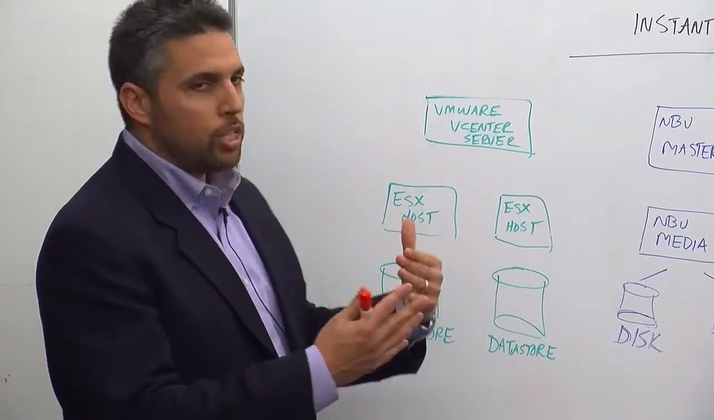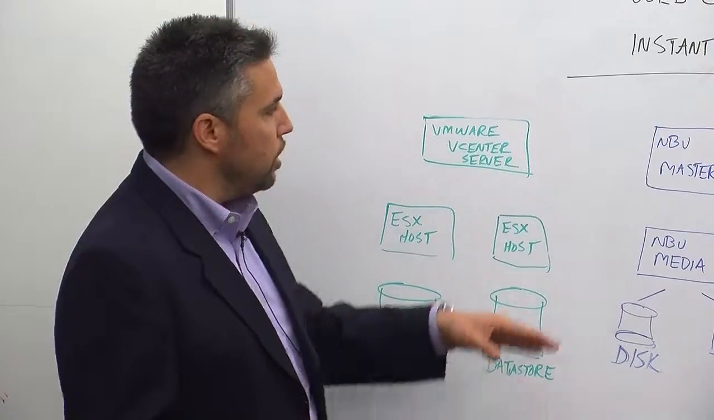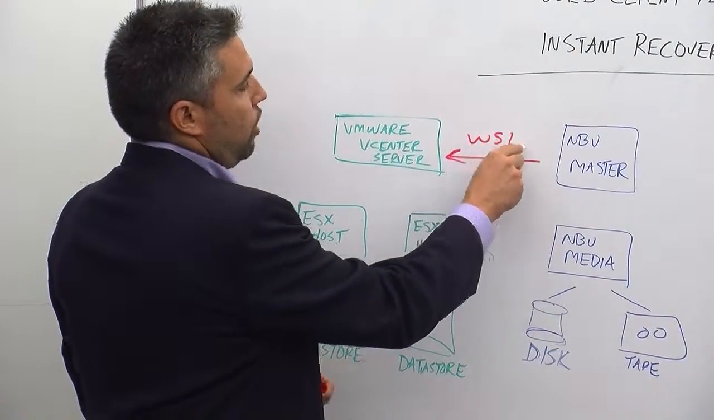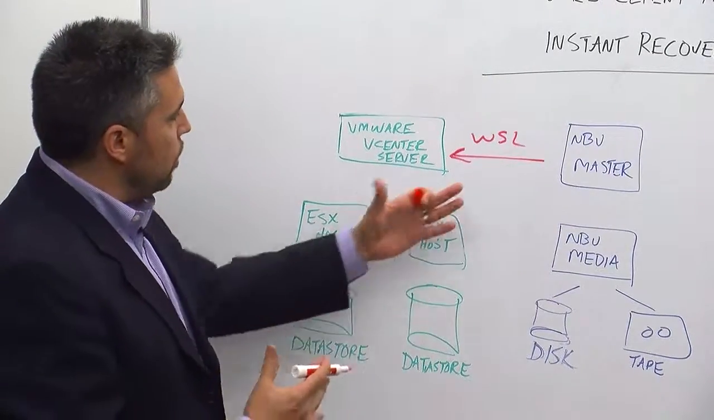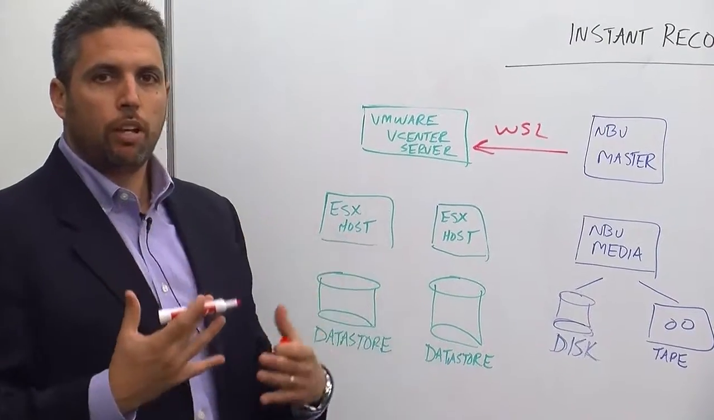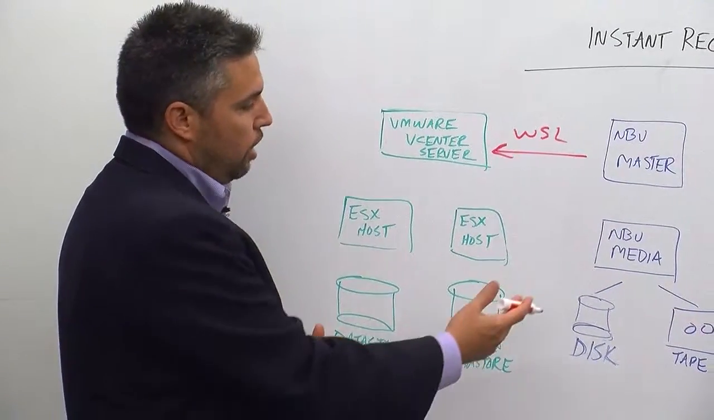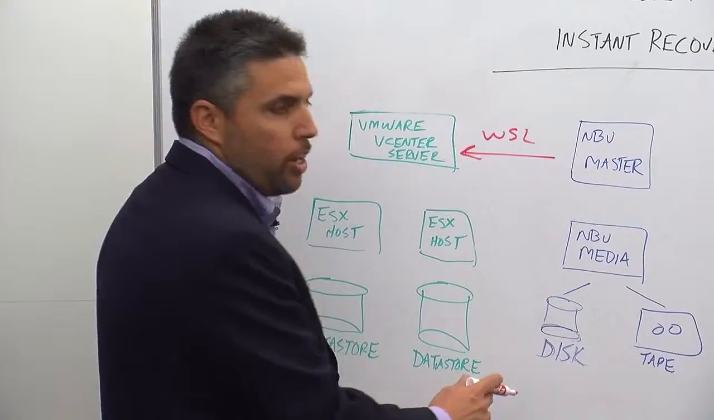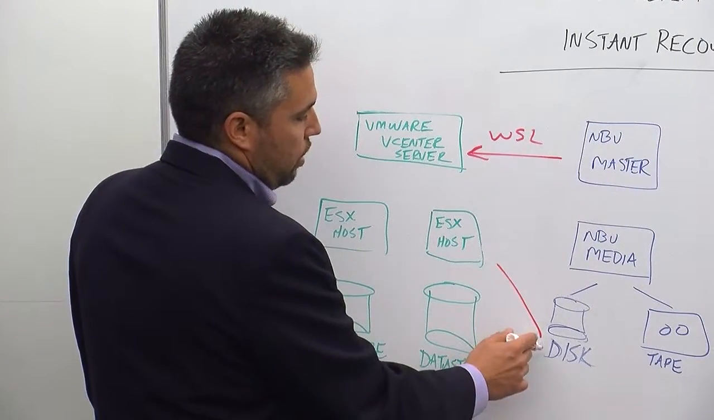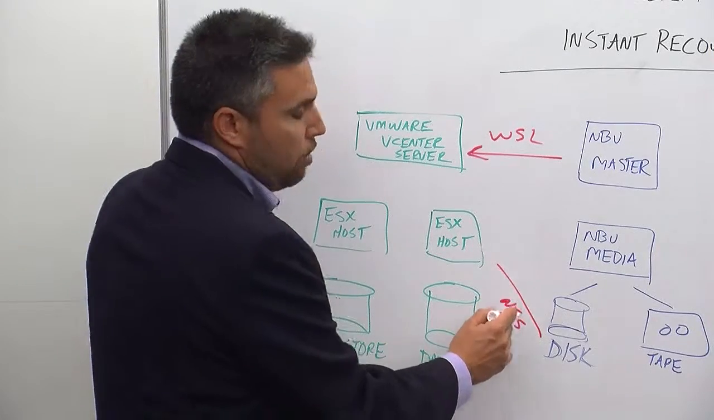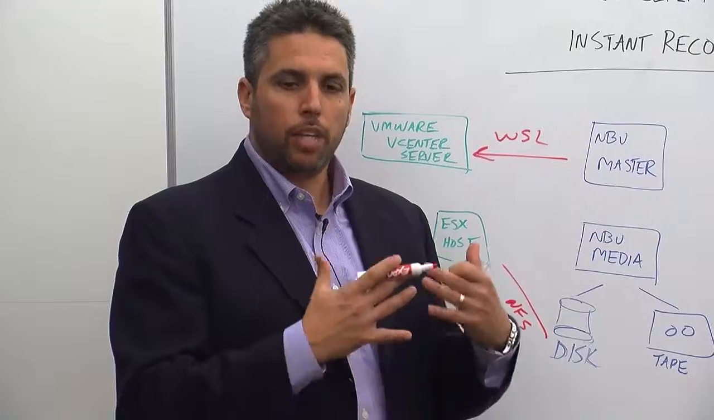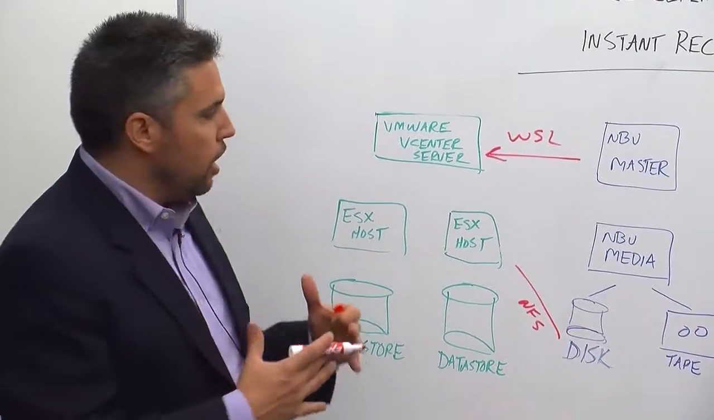So the first step in the instant recovery for VMware process is NetBackup communicates to the vCenter server across what's called WSL, or the web services layer. So that allows the communication to happen. And so as the instant recovery for VMware process is initiated, first thing that happens is it does require a disk-based storage unit in order for this to work. So what happens is the data store becomes an NFS mount to the ESX host. So that's the quickest way to bring that virtual machine online.